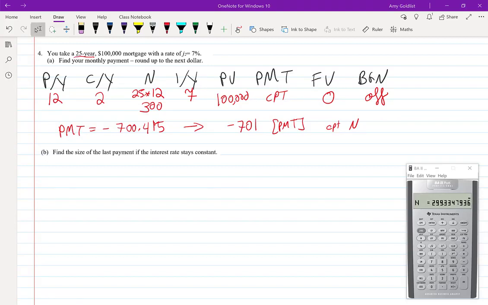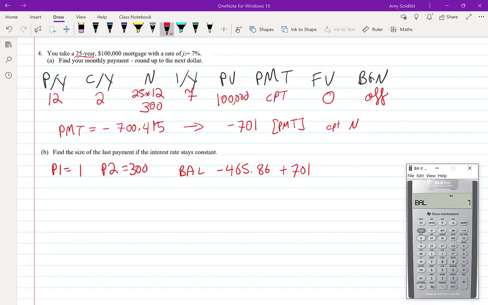Let's do one final payment problem. This is easiest, again, when we use the amortization table. So I'm going to look at the 300th month. So second amortization, 1, let's make that 300. And let's see what that is. Well, it's a big balance, but it's a balance of negative $465.86. That's how much I overpaid by. Let's add that to our payment. Plus 701 gives me $235.14.